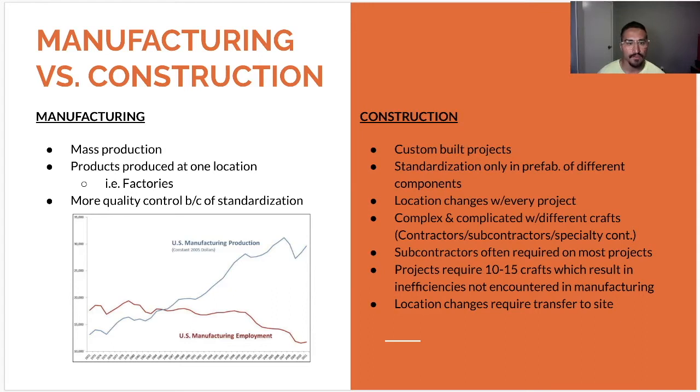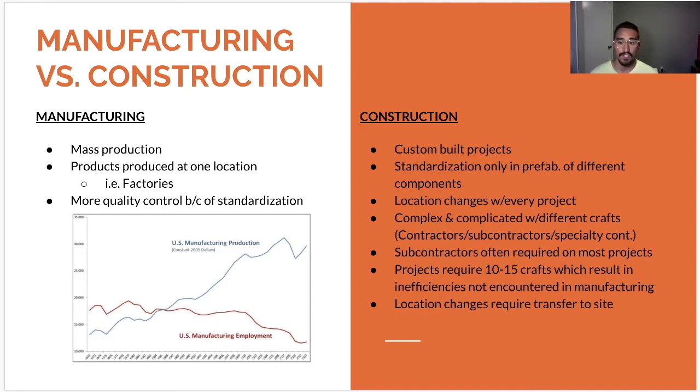So, manufacturing versus construction. Manufacturing is basically mass production, and production is done at one location, for example, factories. If we look at something that's mass produced like the iPhone, everything is quantified, everything is accounted for. It just goes through this treatment train process where it's built. But the construction industry is very, very different. In the construction industry, it's mostly custom built projects, and if there is any standardization, it's in prefabricated components like the tiles. The tiles are prefab, but overall the project is very custom.